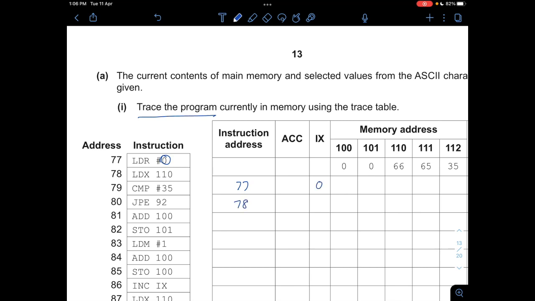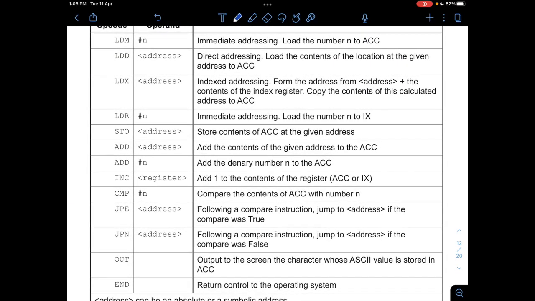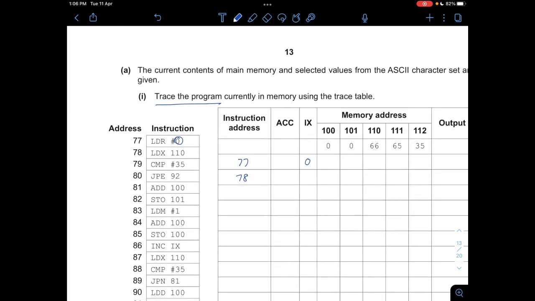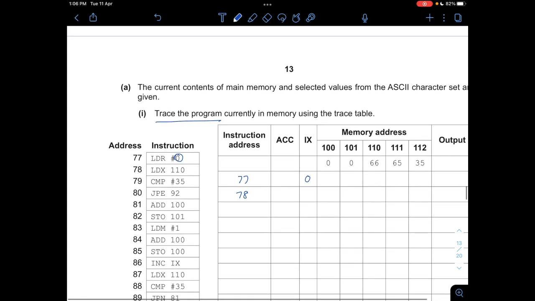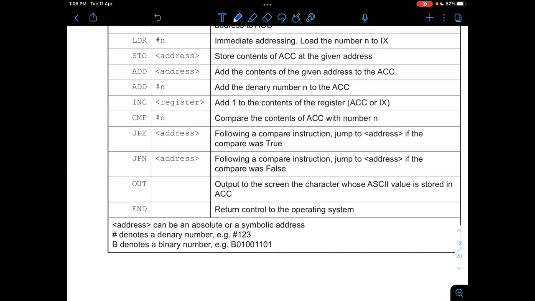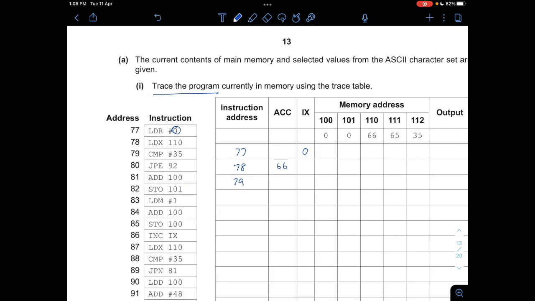So this is index addressing 110. With index addressing of 110, you form the address from the address plus the contents of the index register. So LDX 110, you'll get 66, and then this will be loaded onto the accumulator. Then we move on to the next instruction, which is CMP #35. So we compare it with the number in the accumulator, if I'm not mistaken. Yes, compare the contents of the accumulator with number n. Number n is 35 and the accumulator is 66, so nothing happened.